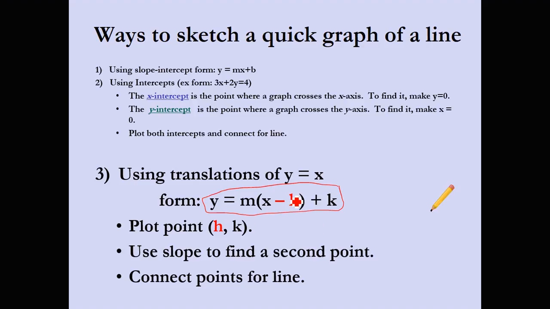Notice it was a minus h in the formula, but it became a positive h when we plot the point. So that means the number in the parentheses essentially is going to change signs. But the k on the back, the number that's on the back, is going to stay the same. Positive, still positive. So we aren't going to change that at all.